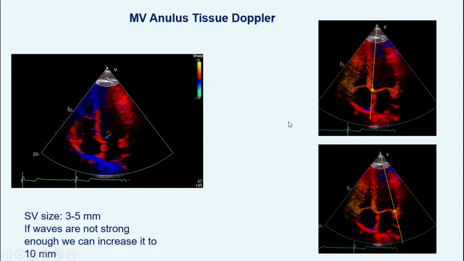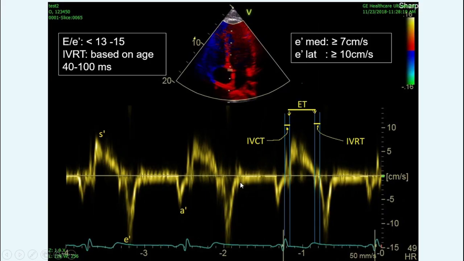For mitral valve annulus tissue Doppler, after we get the four-chamber view and select tissue Doppler or TDI, we put sample volume one in the medial annulus at the crux of the heart, and next time we put it at the lateral annulus of the mitral valve. Sample volume size should be around 3 to 5 millimeters. In those cases where we don't have a strong Doppler, we can increase it up to 10 millimeters.